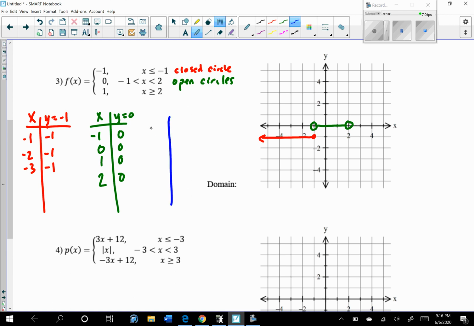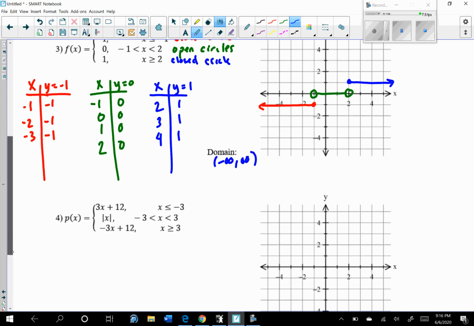And then the last piece that we have is x and y equals 1. So we have values of x that are greater than or equal to 2. So this is a closed circle on our graph. And so we start at 2, 3, 4, and it's a horizontal line at 1. So these are all going to be y values of 1. So at 2, 1, we have a closed circle, and our graph goes this way. So for this, if we look at the domain, it's all real numbers because even though we have this jump right here, this x value is taken care of, and same thing here. So negative infinity to infinity.